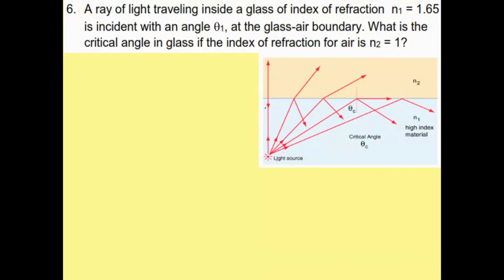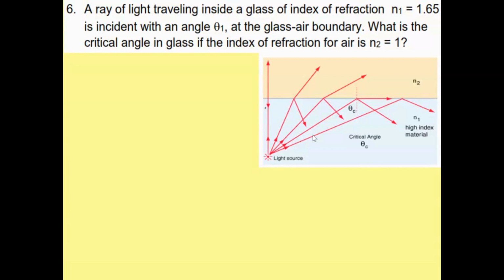So here in this question, we are incident the light from the refraction region, that means the denser medium to the rarer medium, right? So now, question number 6. A ray of light traveling inside a glass of index of refraction N1, which is equal to 1.65, is incident with an angle θ1.